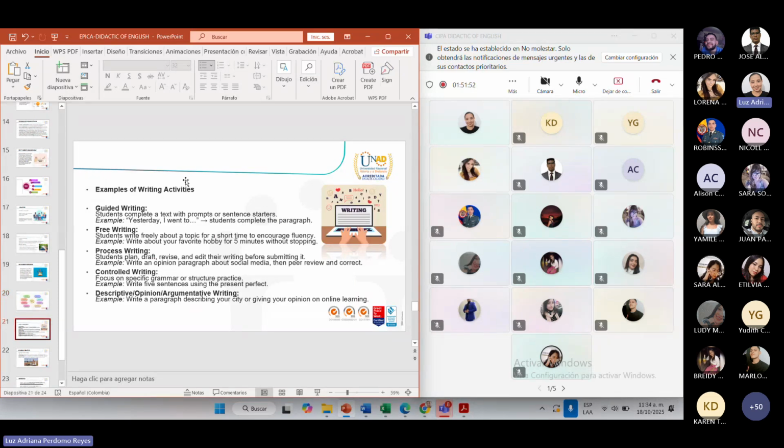Okay, that's some examples of writing activities. So guided writing. Which one is the guided writing? A student completes a text with prompts or sentence starters. Example, "Yesterday I went to..." and the students complete the paragraph. You give, as a teacher, a small prompt and then the students can continue writing or developing the exercise, okay?